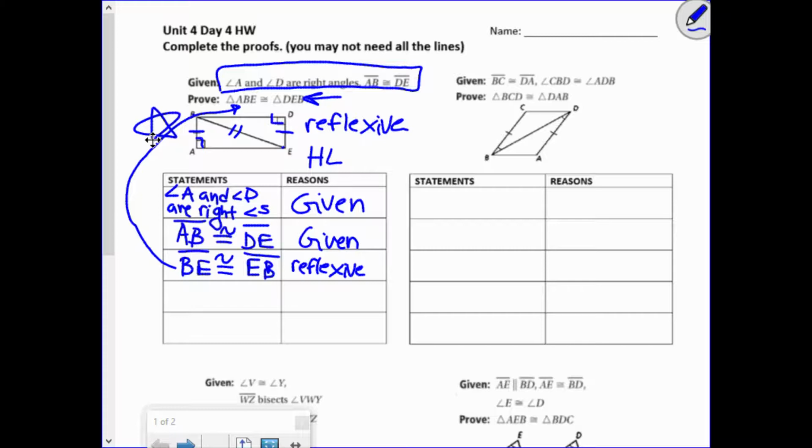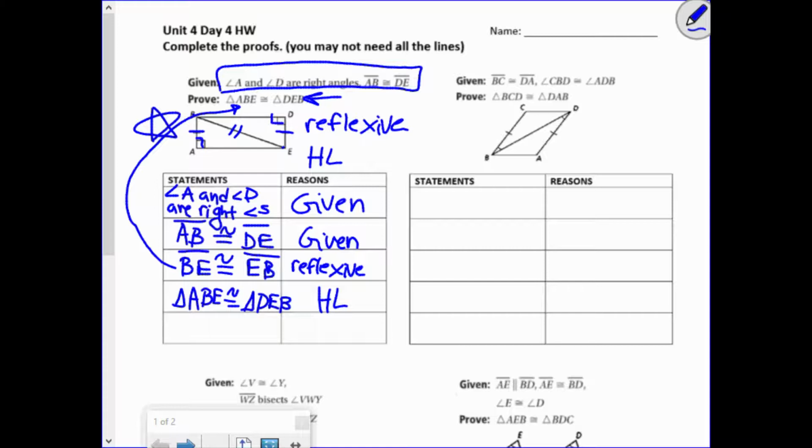And then with those three pieces of information, that's all we needed to prove that triangle ABE was congruent to triangle DEB. And that was by the hypotenuse leg rule. So this is how you write a proof, just taking the thought process that we did on day 2 and day 3 and writing it out in a structured format like this. So that's really all there is to writing proofs.